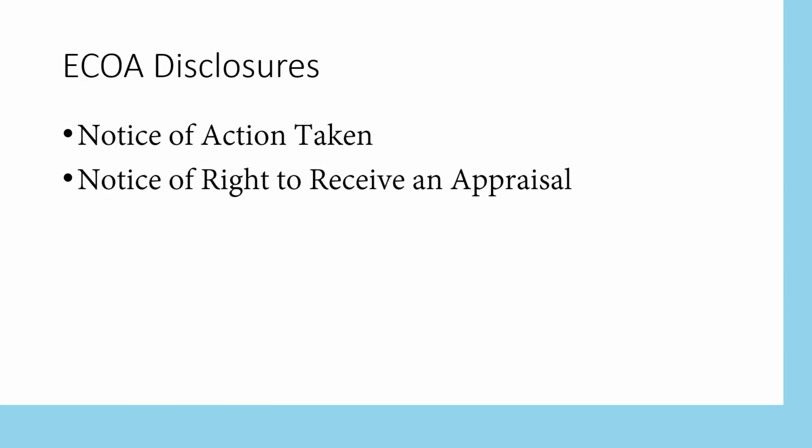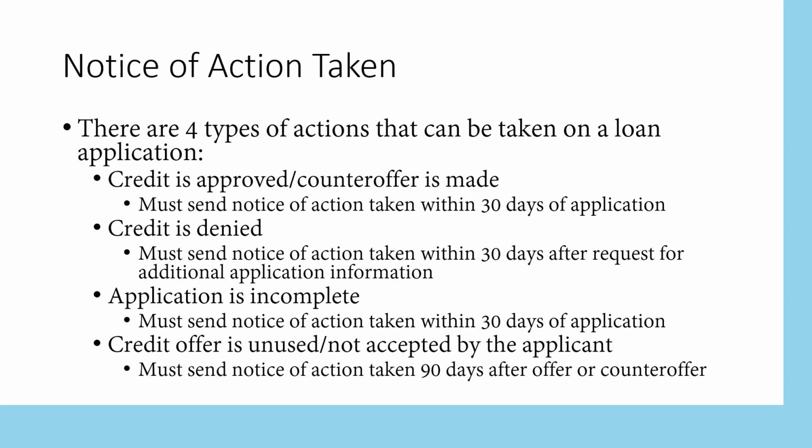There are also ECOA disclosures that you should know about. Those include the Notice of Action Taken disclosure and the Notice of Right to Receive an Appraisal disclosure. Let's talk about the Notice of Action Taken disclosures. There are 4 types of actions that can be taken on a loan application. Credit can be approved or a counteroffer can be made. Credit can be denied. An application can be incomplete. Or a credit offer can be unused or not accepted by the applicant.